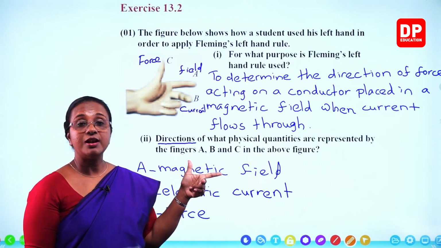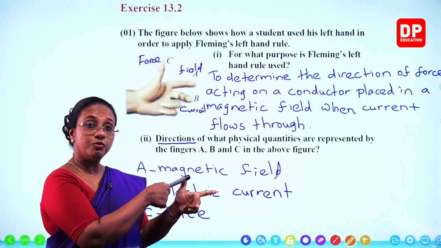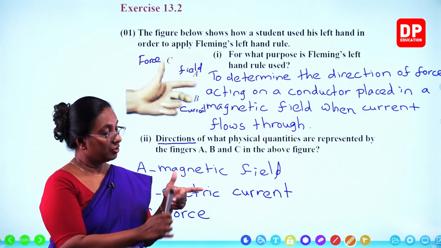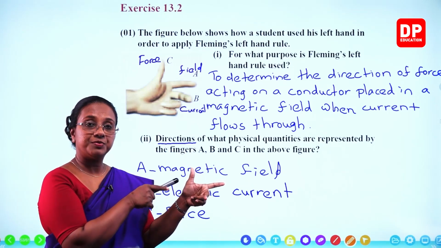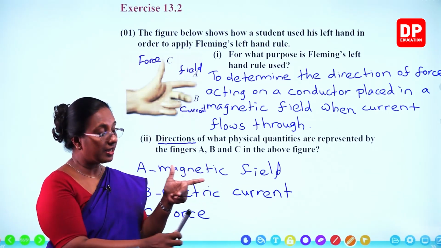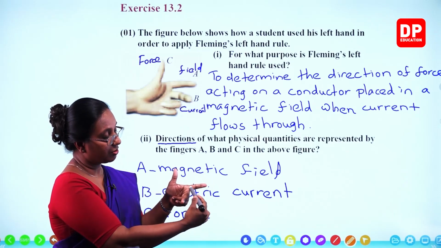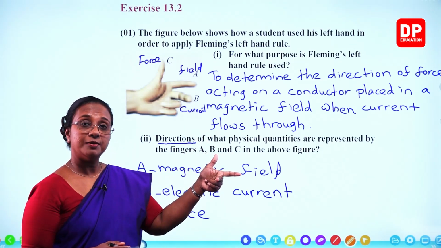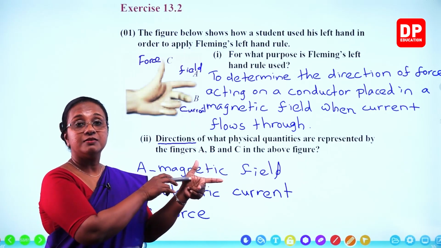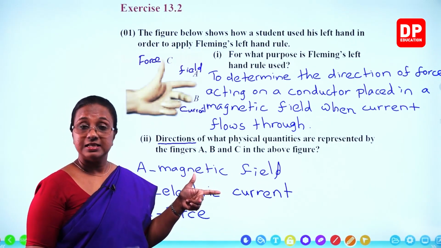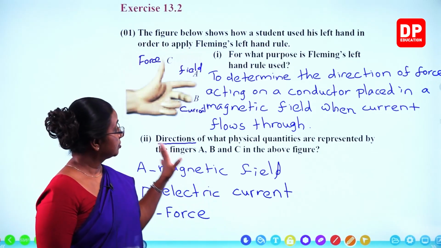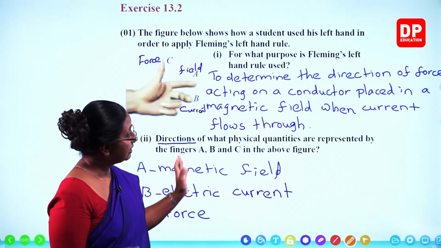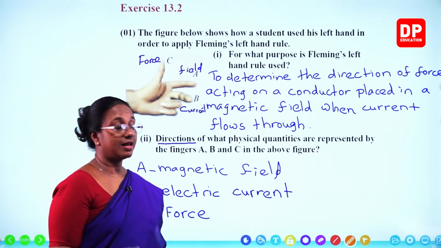So if you hold your left hand, this is the force, this is the magnetic field, and that is the current flow. If it is this way, the force is acting upwards. Why? The magnetic field is from north to south in this direction, and the current is flowing towards you. So then the force is upwards. Is that clear, students? So that is how we use Fleming's left-hand rule. With that, I will move on to the next slide.